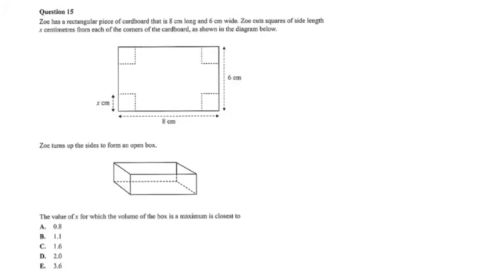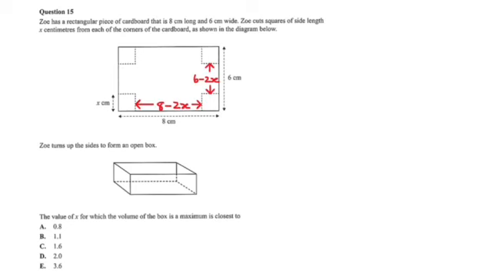Alright, over the screen to question 15 now. Zoe has a rectangular piece of cardboard that is 8 centimetres long and 6 centimetres wide. Zoe cuts squares of side length x centimetres from each of the corners, as shown here. There's 1, 2, 3, 4. They're cut out from the corners of the cardboard as shown in the diagram below. Zoe turns up the sides to form an open box. The value of x for which the volume of the box is a maximum is closest to.